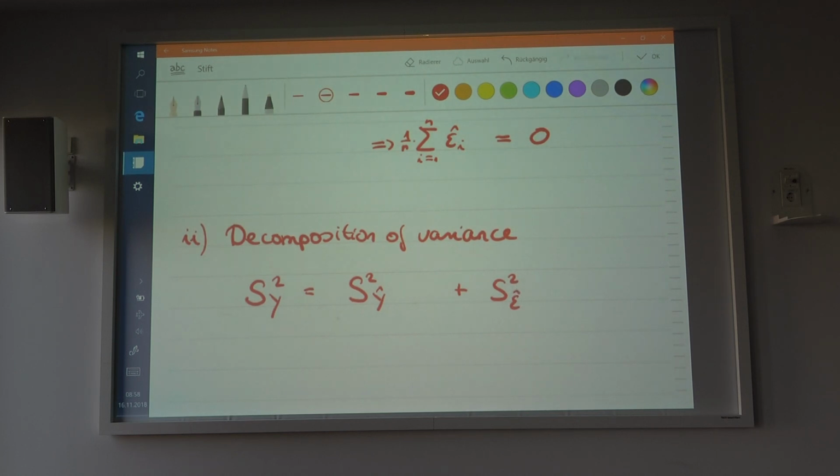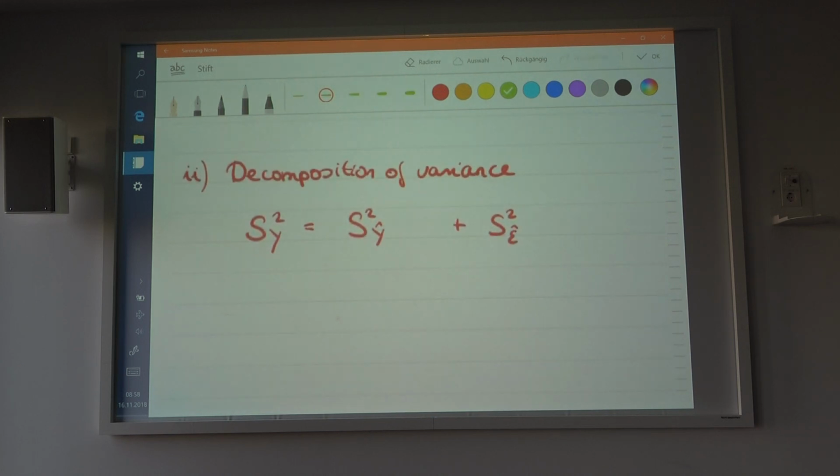So the total variance of the dependent variable can be decomposed into the sum of the variance of the explained part, which I call the explained variance, and the residual variance, which you can also call the unexplained variance.